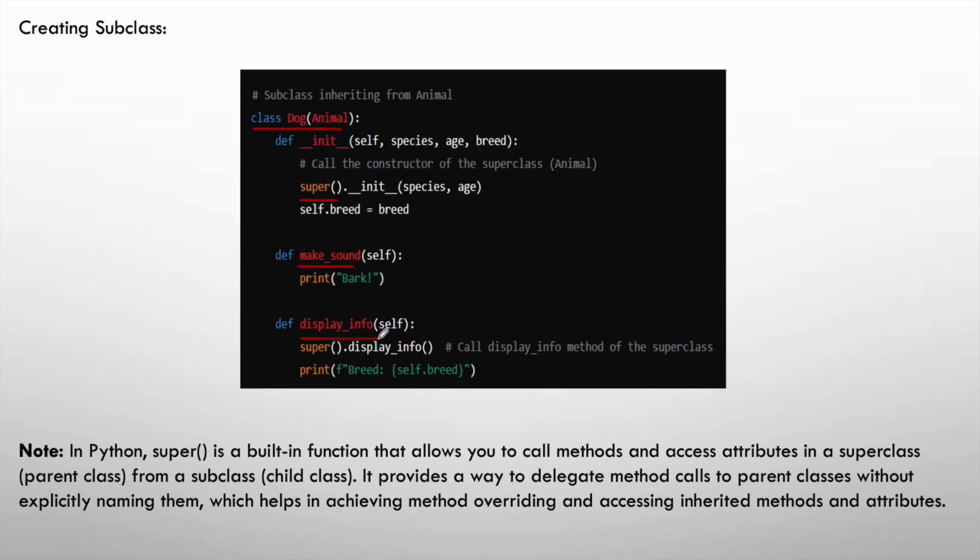Note that in Python, super() is a built-in function that allows you to call methods and access attributes in a superclass from a subclass. It provides a way to delegate method calls to parent classes without explicitly naming them, which helps in achieving method overriding and accessing inherited methods and attributes.